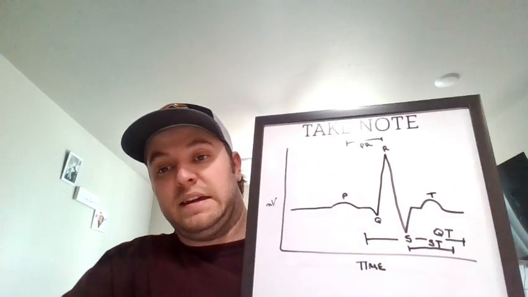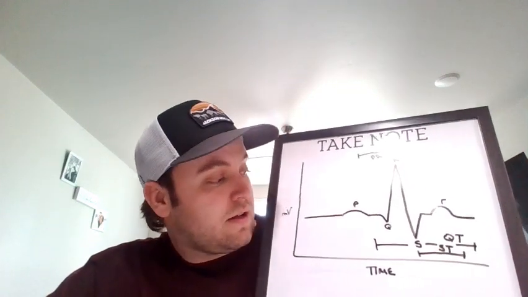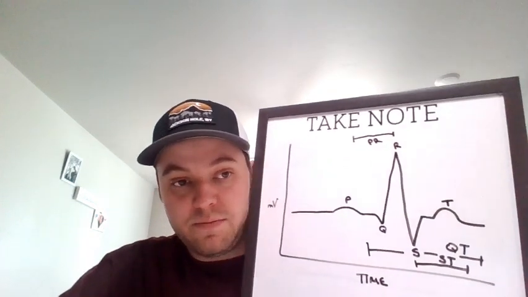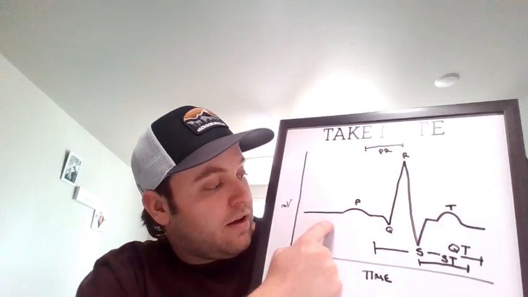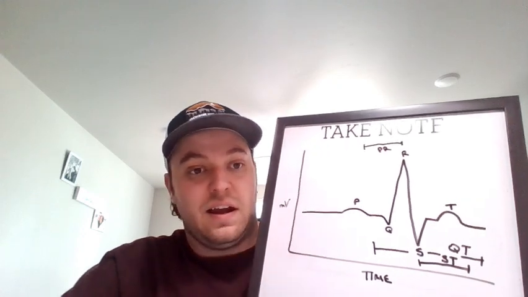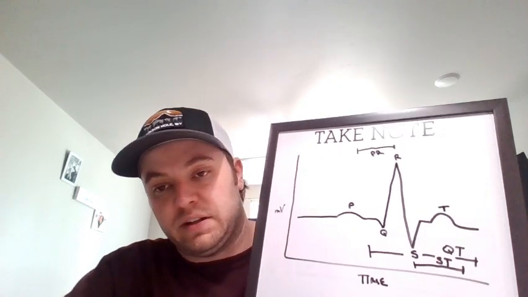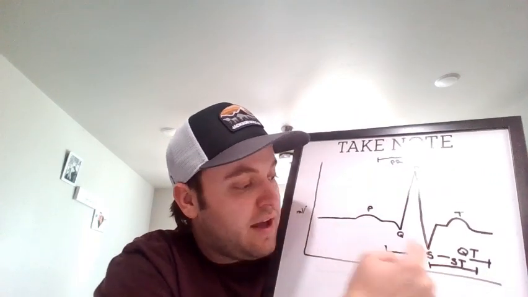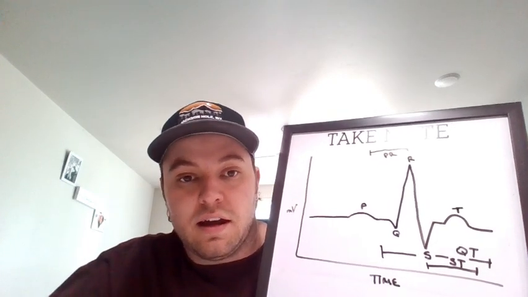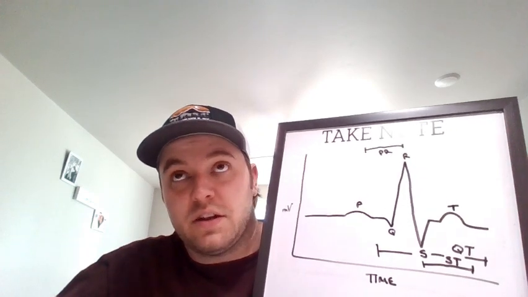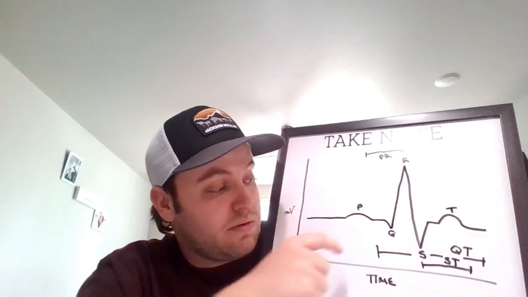I have a pre-drawn ECG, and I'm just going to walk through what we're looking at here. We have the P wave at the first part of this ECG, and that comes from the atrial depolarization. Next we have the Q, R, and S complex, and it is the ventricle depolarization. It's big because the ventricles are so massive. And so that's what we're seeing here.